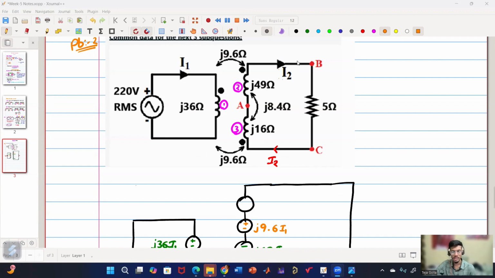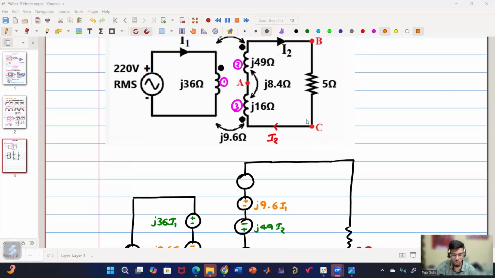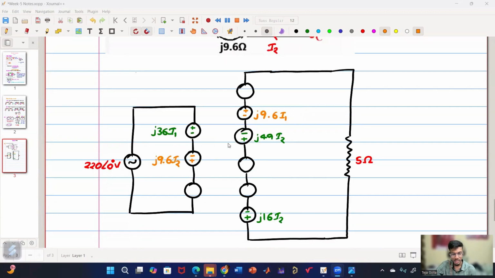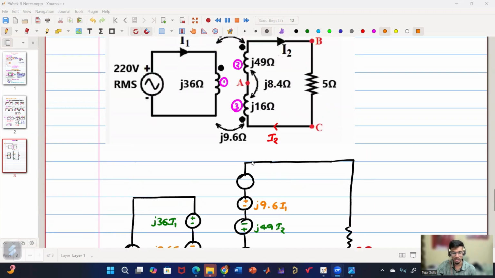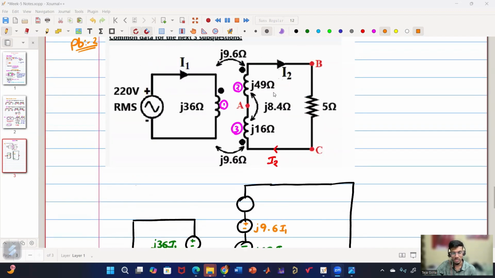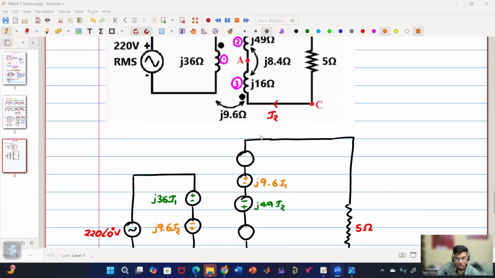Case 2 means opposite polarity with respect to the self inductance. So green is our base. Every time green is our base, you have to write the polarity with respect to green, because that is the self inductance. So what will be the voltage value for coil 2 and 3 in terms of j omega L into I? J 8.4 I2 and J 8.4 I3.